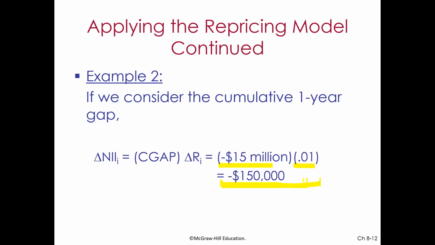Now for another financial institution, if it is 200,000, and for another financial institution, if it is 100,000, that will indicate the degree to which each financial institution is exposed to interest rate changes or interest rate risk.